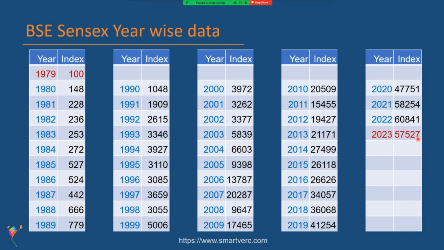Now by a very simple data, you can see Sensex has multiplied by 575 times since. That means in 44 years, Sensex has multiplied 575 times. 575 times. This is phenomenal. This is huge by any yardstick.